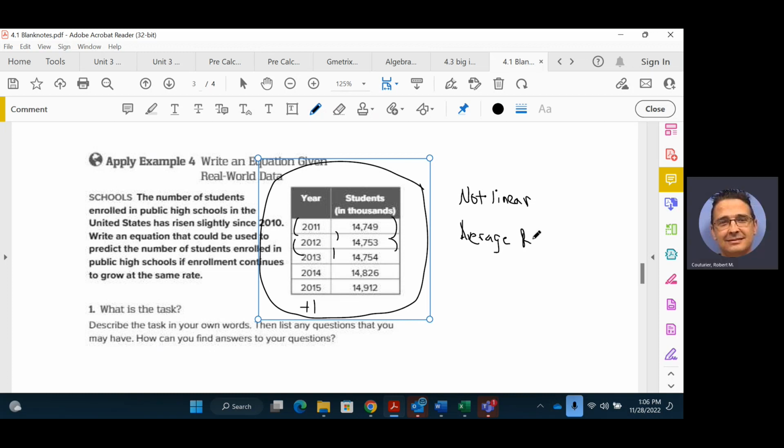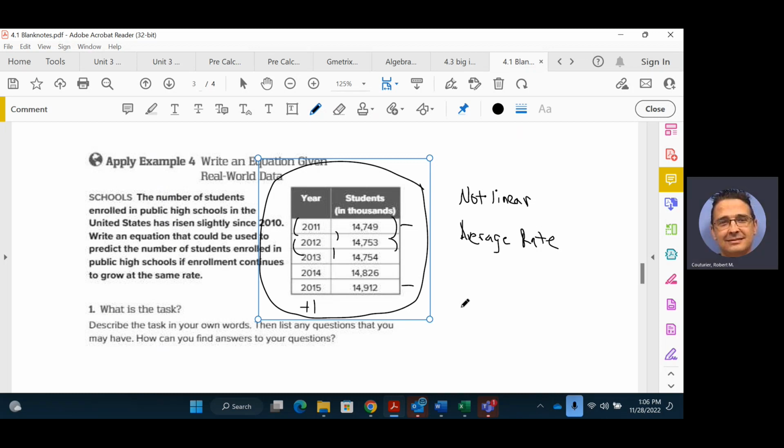Average rate of change. Now, to find an average of anything, you add up everything and you divide by the total. Well, it's sort of about the same thing, only we're doing the slope. So you want to use this coordinate and this coordinate when we find our slope. Okay, you always have to think about that.